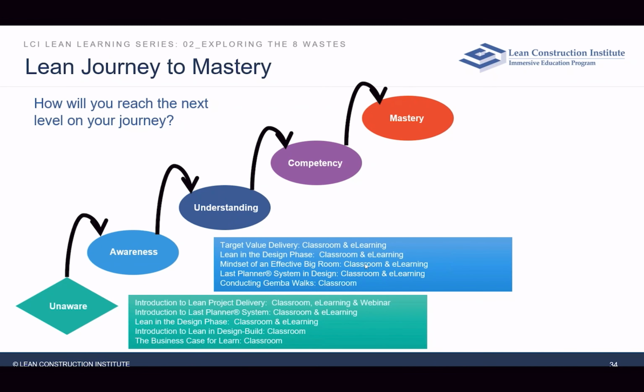LCI has a number of ways to continue our education, from unawareness to awareness. Here are a bunch of different things we could do in a classroom. We can do them in an e-learning setting. We can do webinars like this one. I would ask you and implore you to go to the Lean Construction website, explore these ideas, and really get into it. There are Lean coaches that LCI has worked with that are across the country to help teams out with this kind of thing.